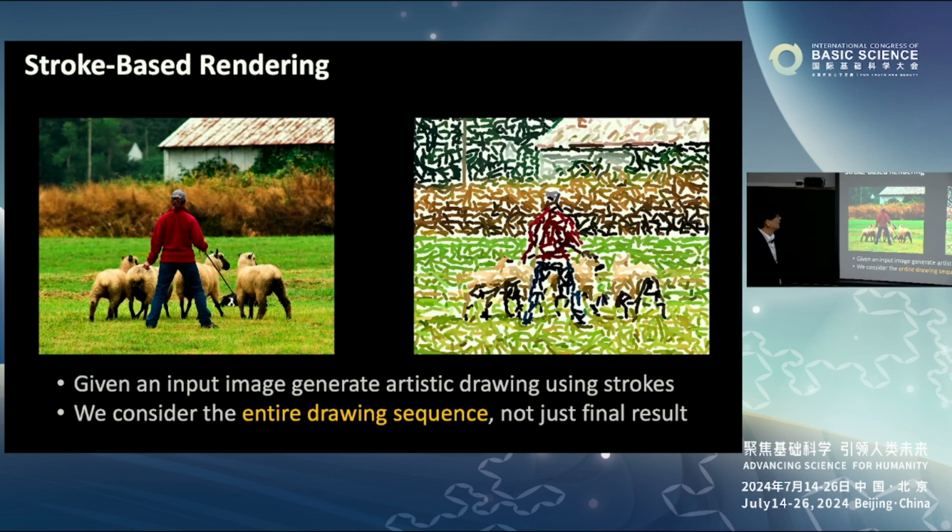So again, what is stroke-based rendering? Given an input image, find a certain number of strokes to approximate the original image. But in our case, we consider the drawing sequence, not just finding strokes.